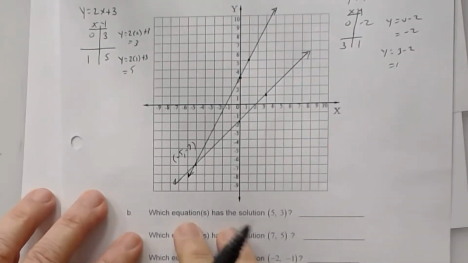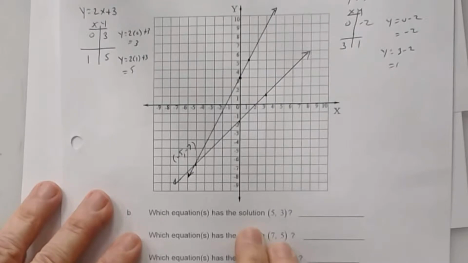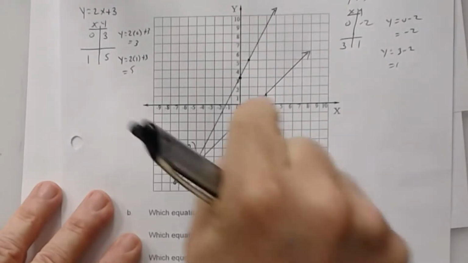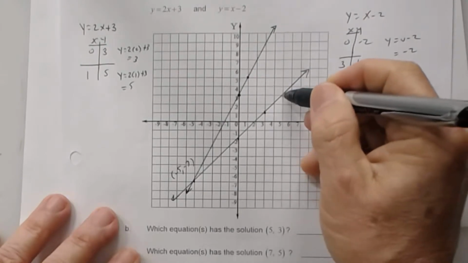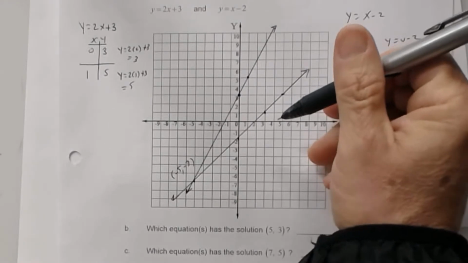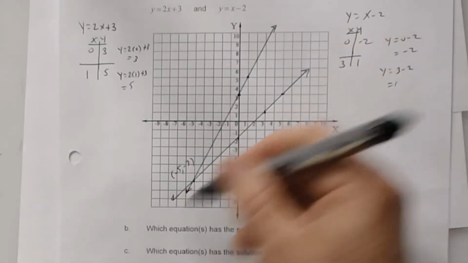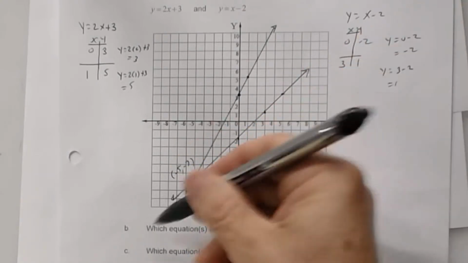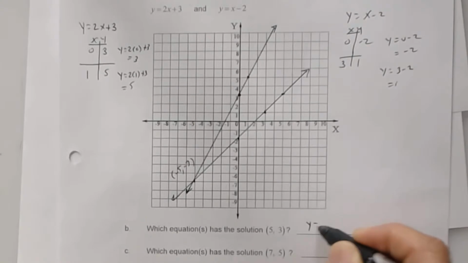Okay, now, this says: which equation has a solution 5, 3? Well, all you had to do, first of all, is locate 5, 3 in the plane. Well, 5, 3 is here. And remember, whenever you graph a line, you're graphing the solutions, right? So this point is on this line. So that's a solution to this line right here. And what line is that one? y equals x minus 2.